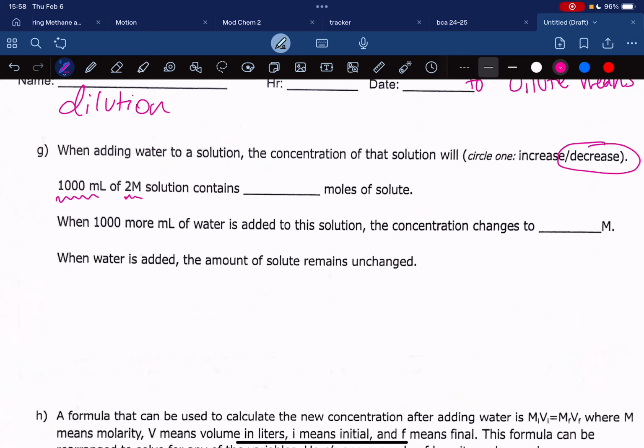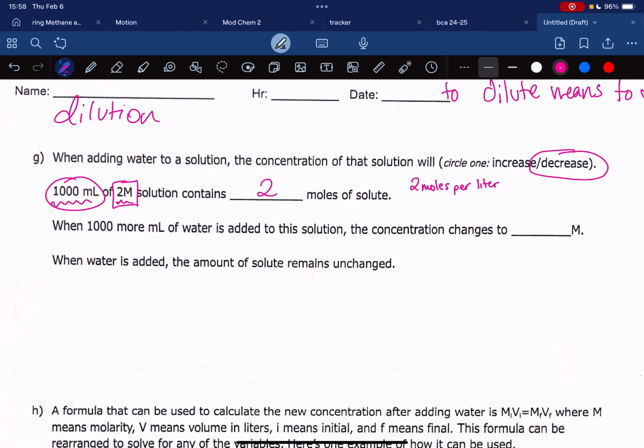Well, you've already done this. I don't have to ask you. You've already figured that out, that it's 2 moles of solute, right? Because our 2 molar solution means 2 moles per liter, and 1,000 milliliters is a liter, so I must have 2 moles of solute there. When 1,000 more milliliters of water is added, so now we've doubled the volume, the concentration should half, right? Doesn't that make sense? That it would go down to just 1 molar?